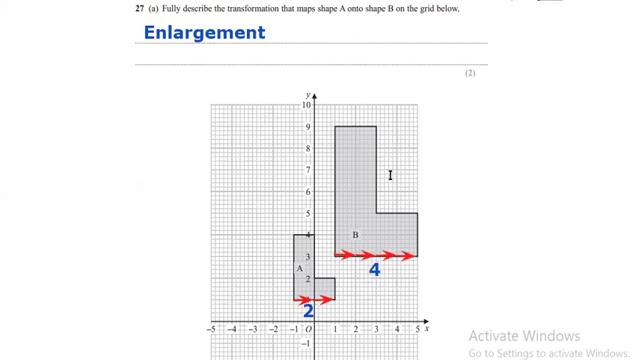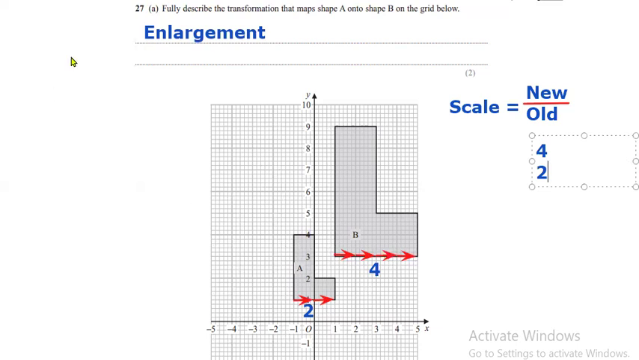Now, this is the image or the new shape. To find the scale, we always divide the new shape by the original shape. Let's write it here so we don't forget: scale equals new over old. We always divide the new shape over the old shape, or the image over the original shape, same idea. The new shape, B, is 4, so we divide 4 over the old shape, which is 2.